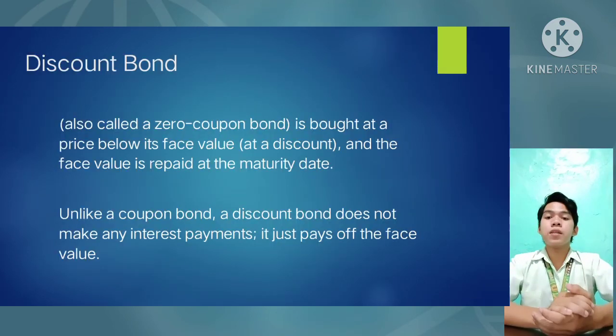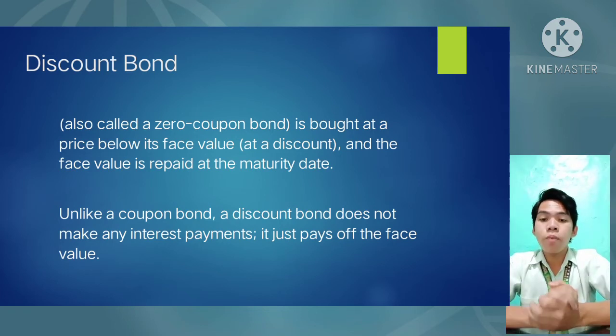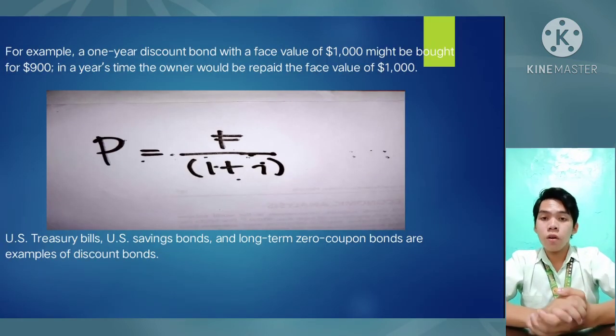So next up is the discount bond. It is also called a zero coupon bond that is bought at a price below its face value, and its face value is to be repaid at the maturity date. Unlike a coupon bond, a discount bond does not make any interest payments, but it just pays off the face value. For example, a 1-year discount bond with a face value of 1,000 might be bought for $900, and in a year's time the owner would be repaid the face value of $1,000.